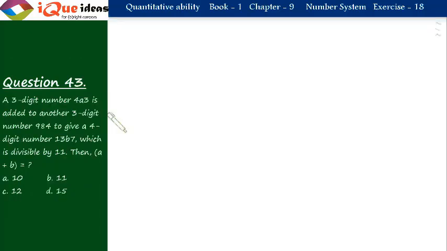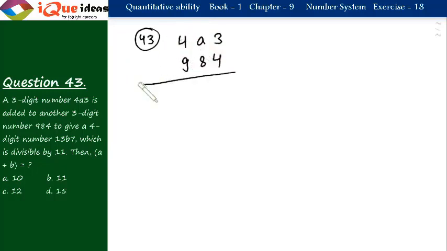Now let's take question number 43. It's a very beautiful question. It says a 3-digit number 4A3 is added to another 3-digit number 984 to give a 4-digit number 13B7. And this 13B7 is divisible by 11.